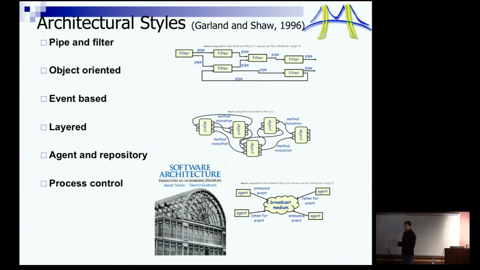Well, in the 90s, there was a lot of work in software architecture. And this book called Software Architecture by Garland and Shaw enumerates a lot of different what are called architectural styles. So pipe and filter, for example, which is shown here, object-oriented programming, layered systems, agent repository, and process control. And this gives us a sense of structure in our software, and it allows us to scale it up to more complex designs while still understanding what's going on.